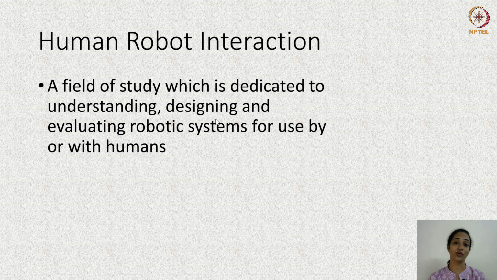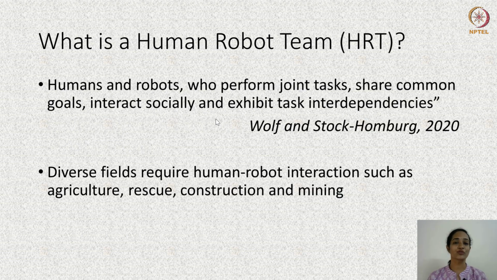But the basic unit of a human-robot team is the interaction between the human and the robot. Like I said, since robots are embodied, they have a physical presence and can make a physical impact on the human team members. Therefore, human-robot interaction is a field of study which is dedicated to understanding, designing, and evaluating robotic systems for use by or with humans. So, what is a human-robot team?